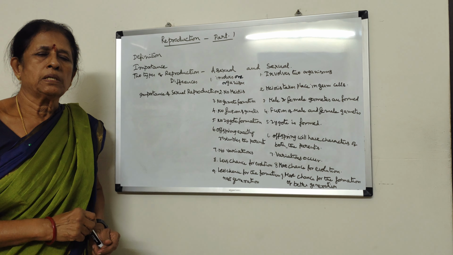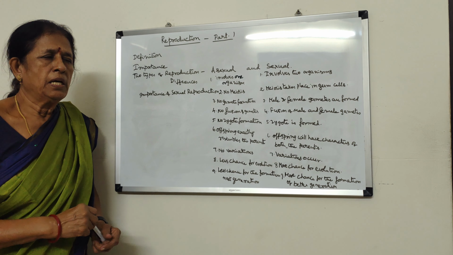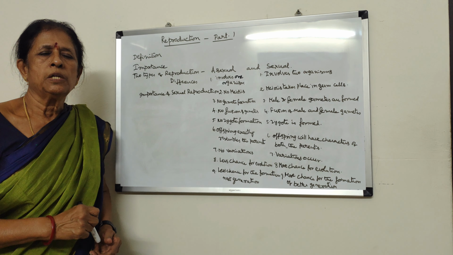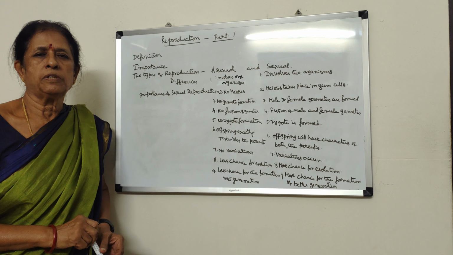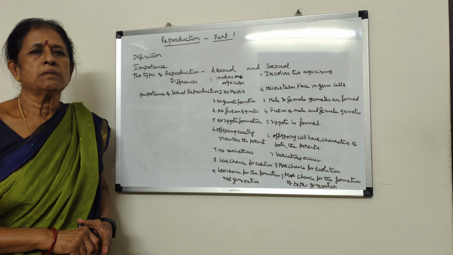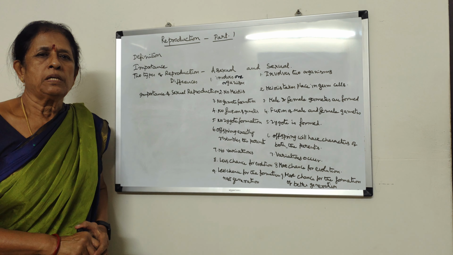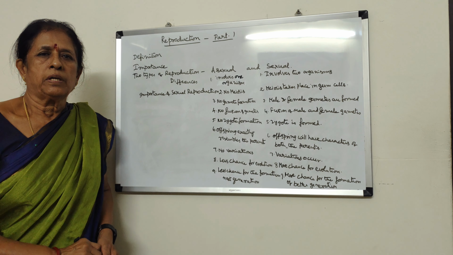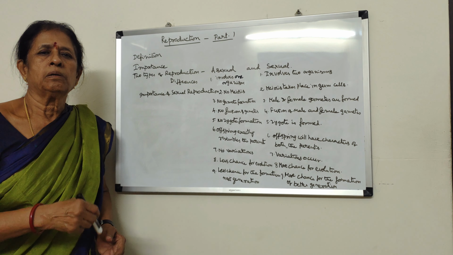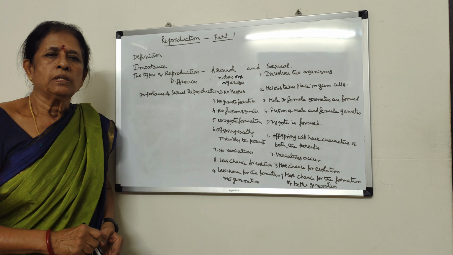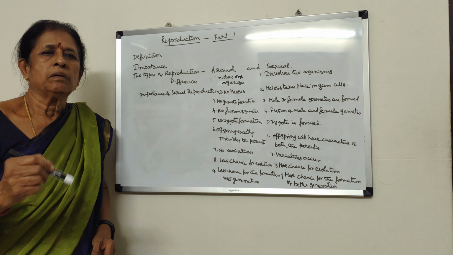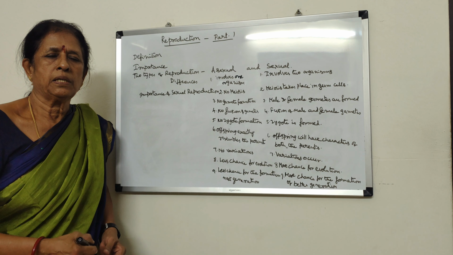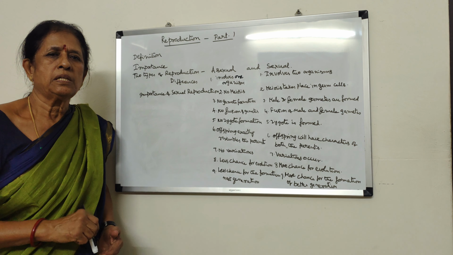So what is reproduction? How can we define reproduction? Reproduction can be defined as the ability of an organism to produce an organism of its own kind. That is called reproduction. It means a tiger begets a tiger, a cat begets a kitten, a dog begets a puppy. In the same way, a plant gives rise to another plant by means of seeds or something else. So that means the race is continuing.